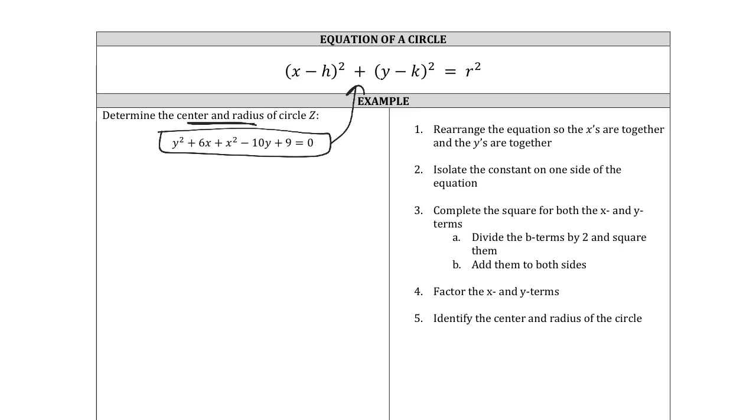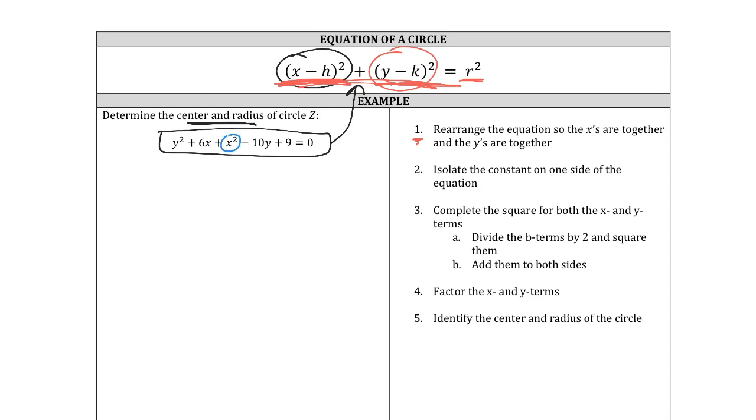I need to make it look like this. So I need a perfect square for the x's, a perfect square for the y's, and it equals some number squared. So let's see how we would do this. The steps are listed out here to the right. So the first step says I want to make the x's and y's together. If I look at this equation of a circle, the x's are together here, then the y's are together here.